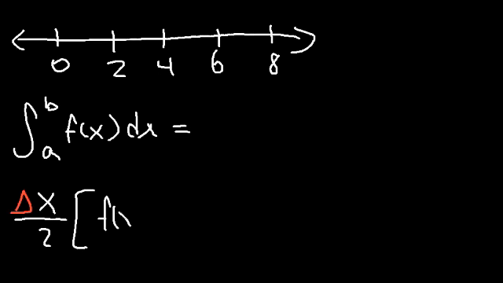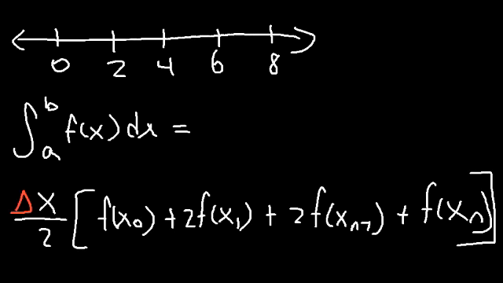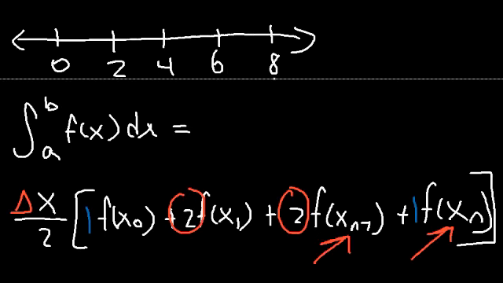Times f of x 0 plus 2 f of x 1 plus 2 times f of x n minus 1 plus f of x n. So what does that mean? For the y values, the first and the last one, multiply it by 1. Everything else in the middle, multiply by 2. X to the n is the last one. X to the n minus 1 is the second to last one. So let me show you how to use it.